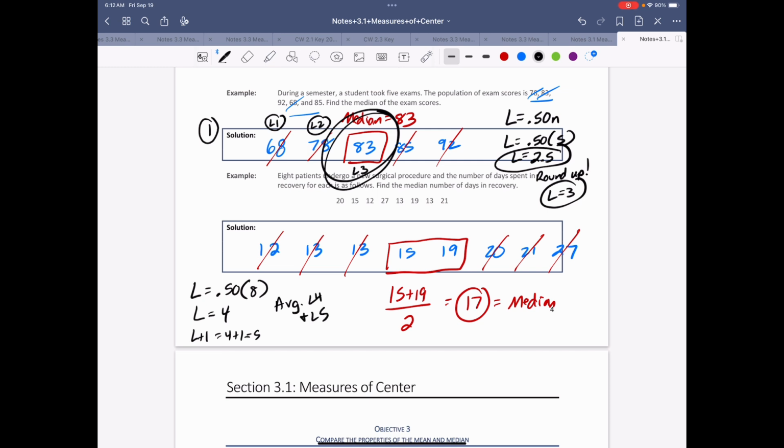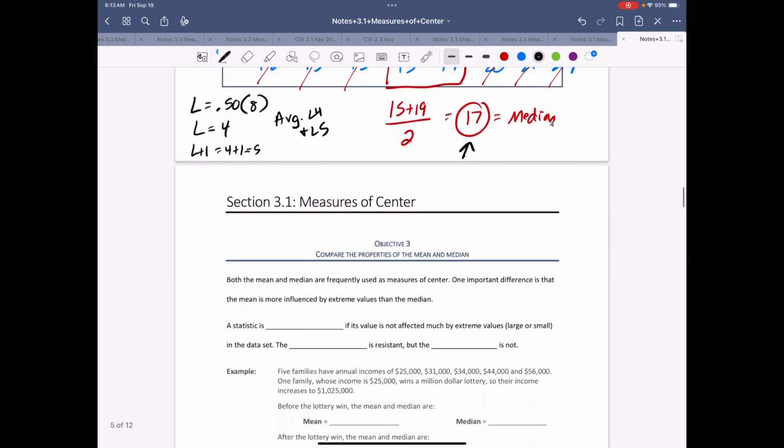Okay, so I'm going to look at my data. Here's L1, L2, L3, L4, L5. That's exactly what we did. We averaged L4 and L5 and we got 17. And like I said, not necessary for this unit at all, but it will help us when we do lesson 3.3.